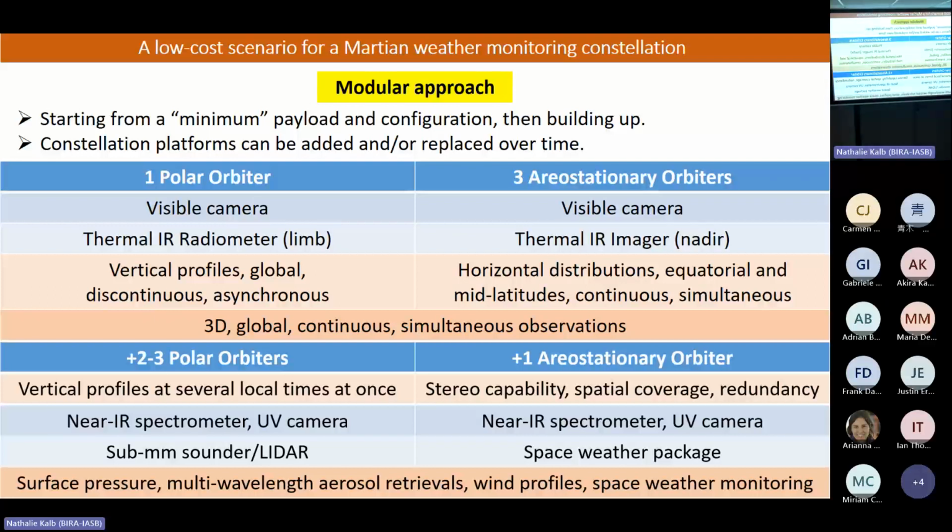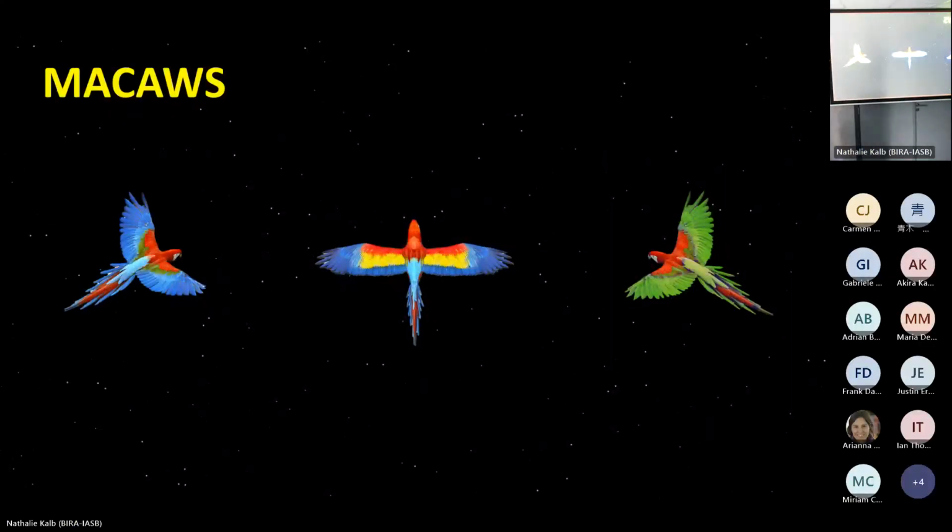But then we can start from the very beginning. So I would be already very happy if we send one areostationary orbiter, which would be different from whatever we have done so far. We thought about it, all right? We thought about taking MOSAIC and just retaining the minimum that we consider is useful to send to do something much better than has been done before. And we call this concept MACAWS.